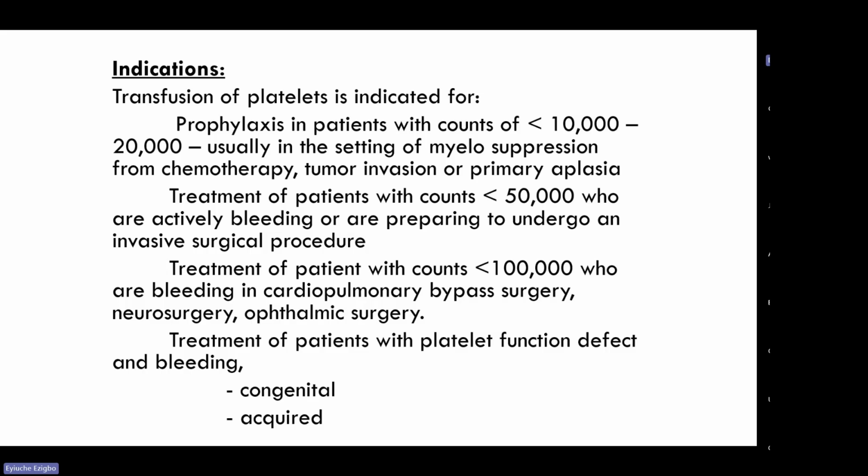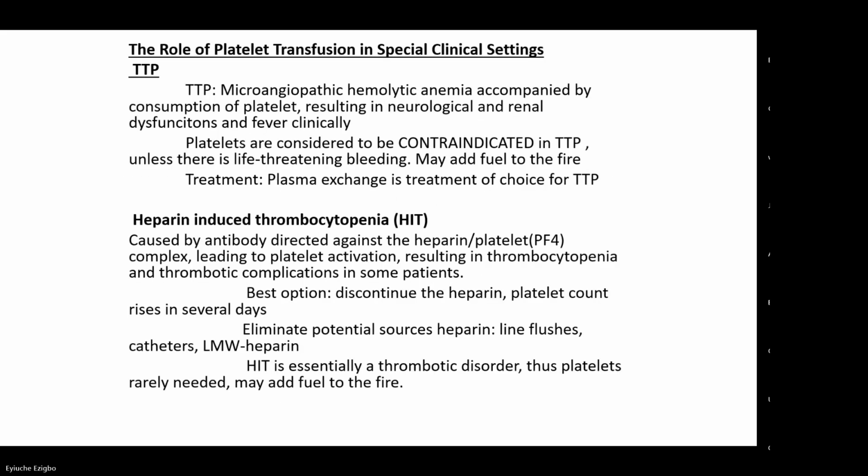Treatment of patients with counts less than 100,000 who are bleeding in cardiopulmonary bypass surgery, neurosurgery, ophthalmic surgery. Treatment of patients with platelet function defects and bleeding, which can be congenital or acquired. So these are some of the conditions where we can use platelet transfusion. The role of platelet transfusion in special clinical settings.